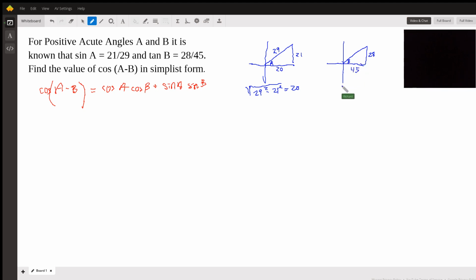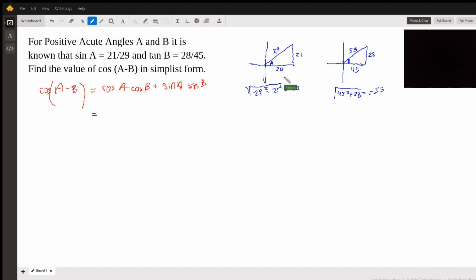And now this other one is the hypotenuse, so it's just going to be the square root of 45 squared plus 28 squared. And that turns out to be 53. So I'll put a 53 at the hypotenuse there. Okay, so we're basically done. We're just going to plug in here.